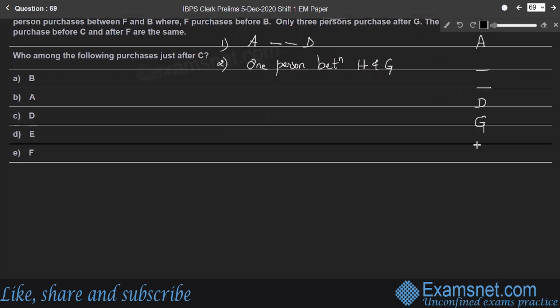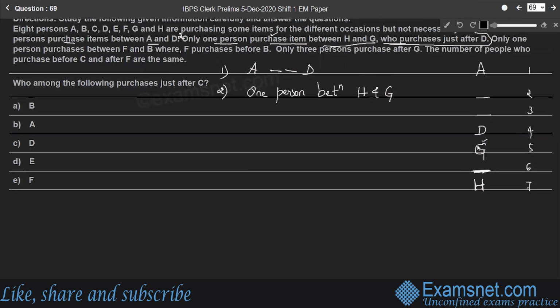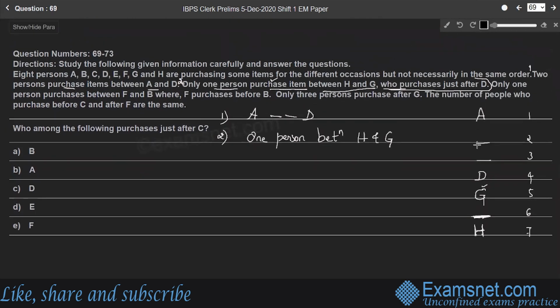Therefore, let us consider position of H is this position. Right? So after G, and between G and H, there is one person. Therefore, position of H will be 1, 2, 3, 4, 5, 6, 7th position. Right? Next. Only one person purchases between F and B, where F purchases before B.